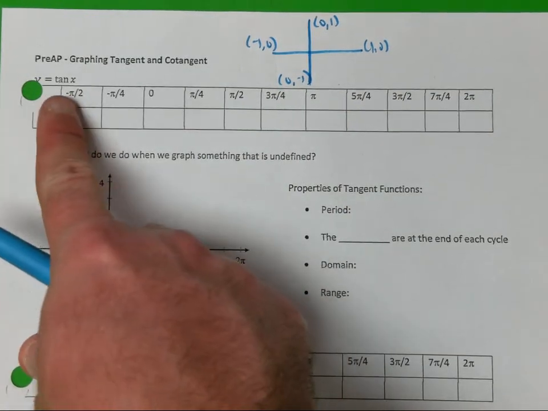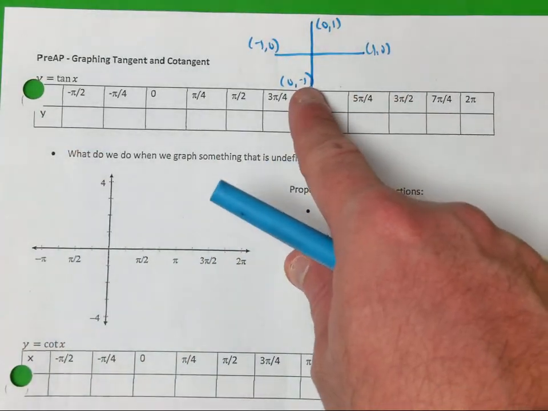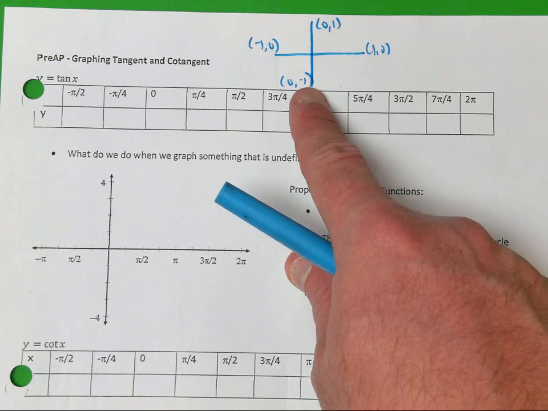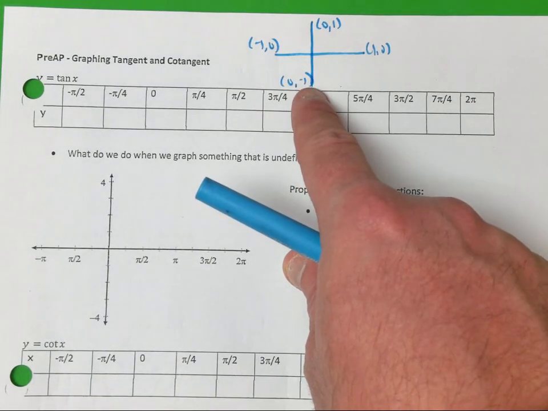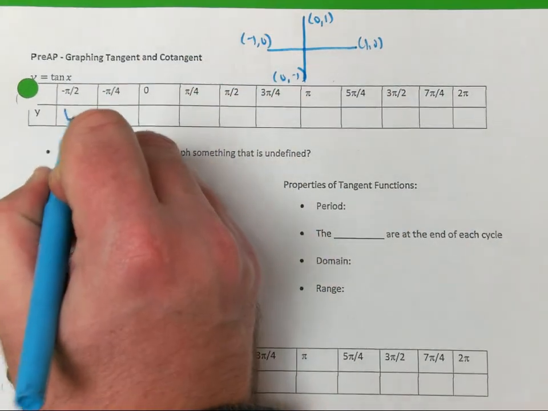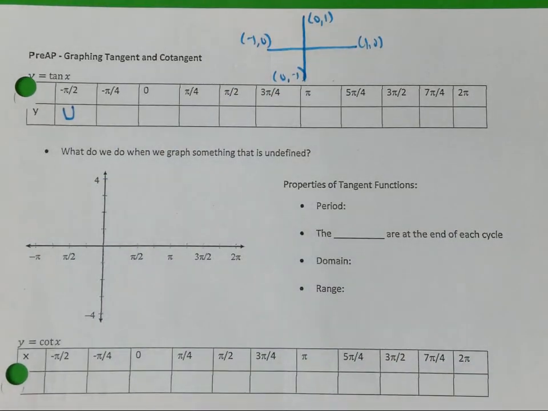Okay, and we want to fill in this chart. Negative pi over 2 is here. We want the tangent. Remember, tangent is y divided by x. Well, if I take negative 1 divided by 0, that is undefined, isn't it? Undefined.